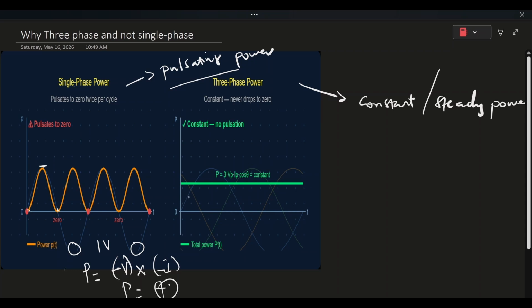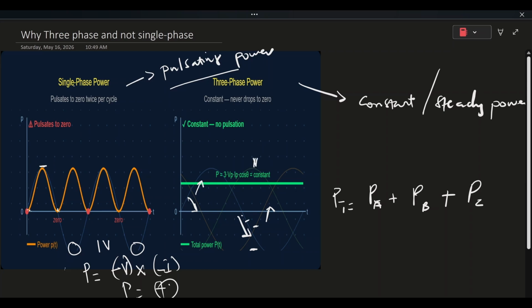But with the three phase, as you can see here, considering this point where this phase is decreasing, there's another phase also increasing. So the total power produced by the three phase is equal to the power produced by phase A plus power produced by phase B plus power produced by phase C. This results in constant power because when one is reducing, the other is increasing. At this point, where both this phase and this phase were reducing, this phase was producing a maximum power.